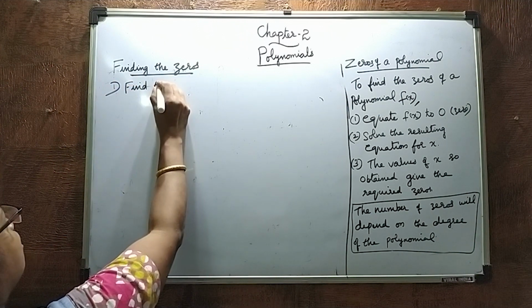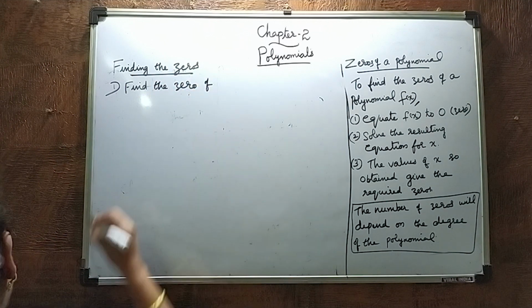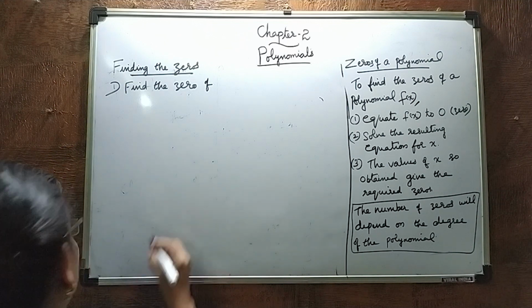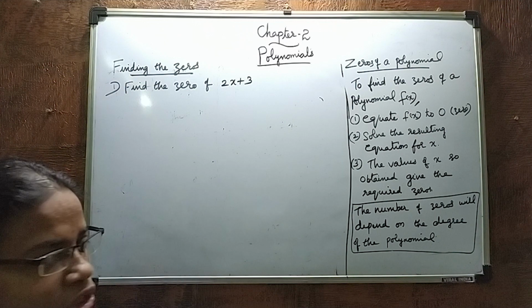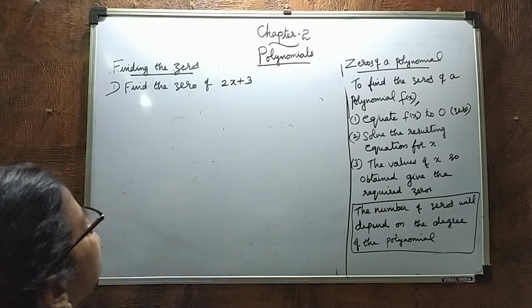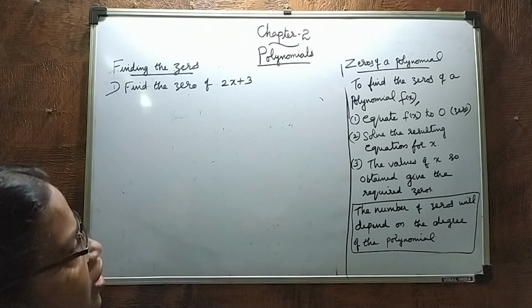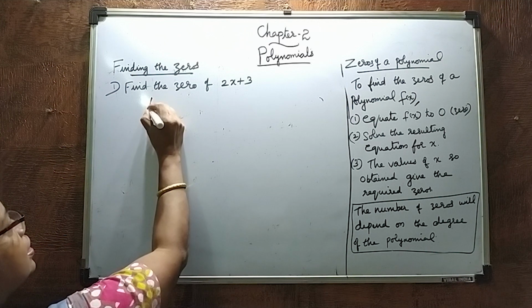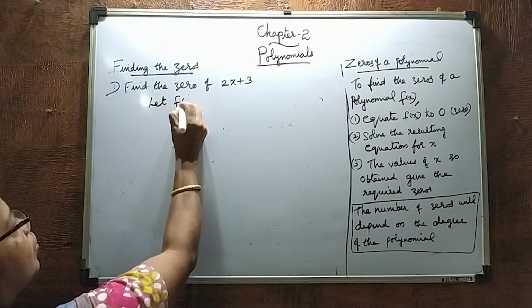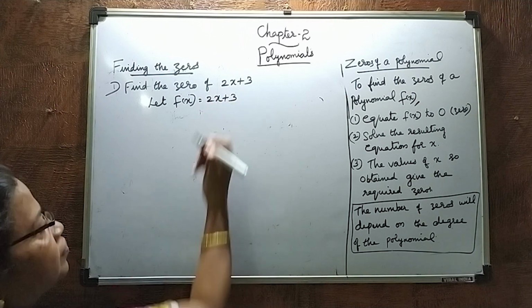Find the zero of 2x plus 3. So this is the question. You have to find the zero of 2x plus 3. So what do you have to find out? You have to make it as f of x first. So let f of x is equal to 2x plus 3.